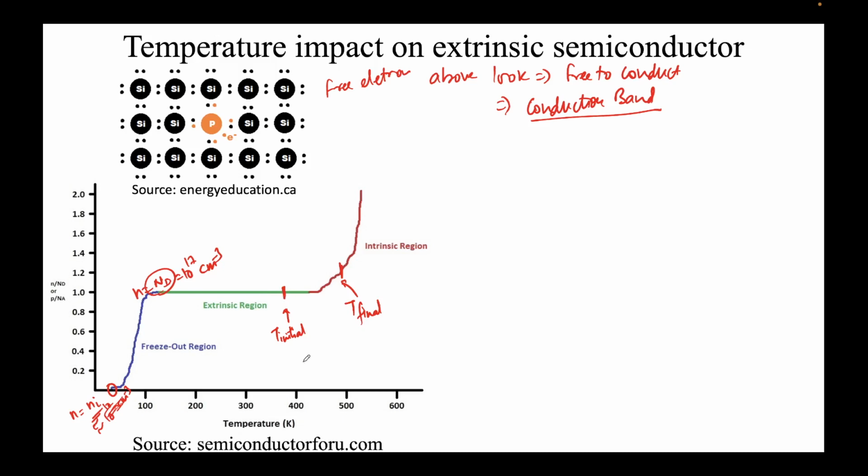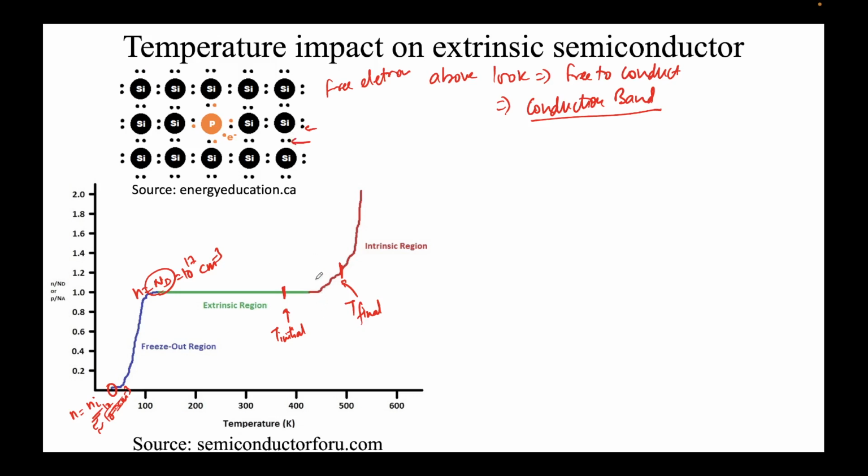However, you notice that at around 425, above 400 Kelvin, something happens. What happens is that now you see these electrons, these are covalent bonds formed between two silicon atoms. Now this bond is vibrating due to thermal energy.